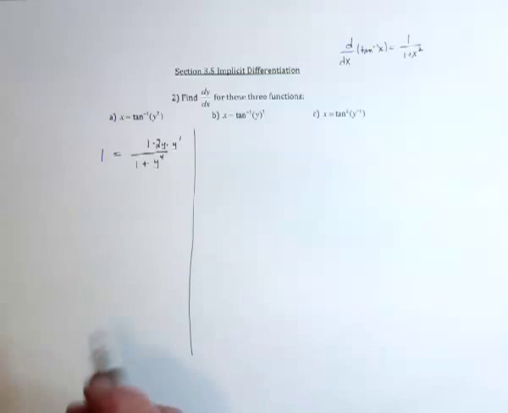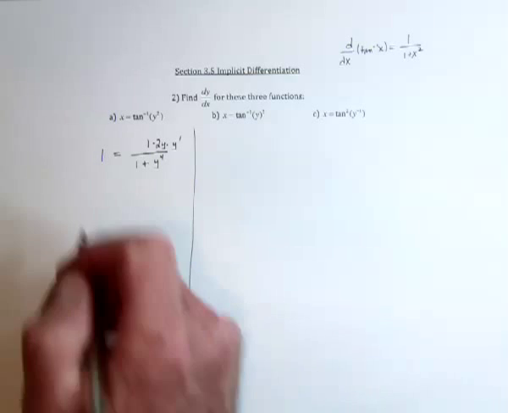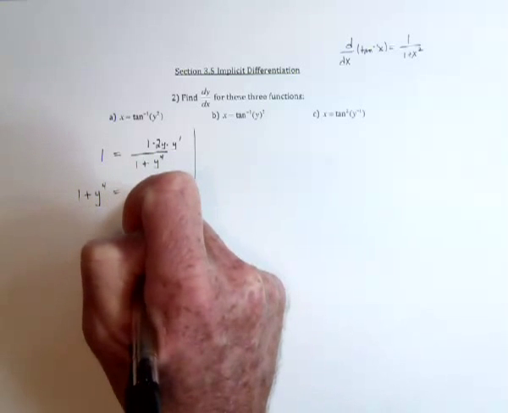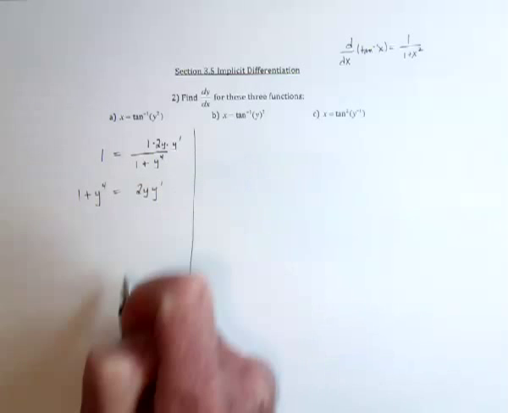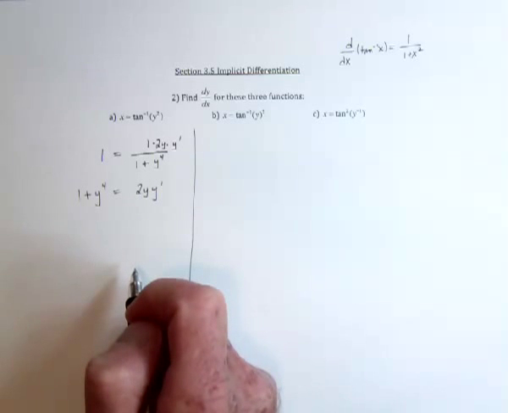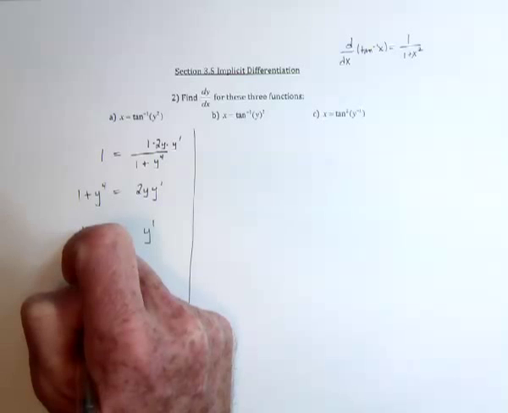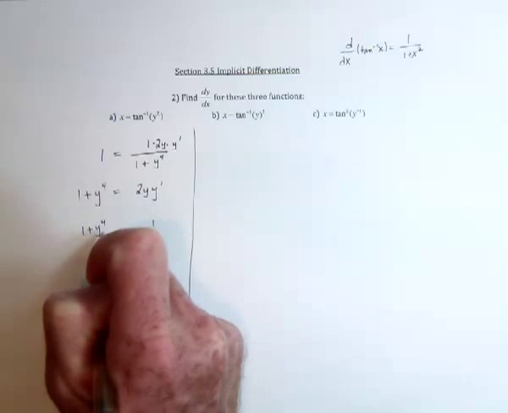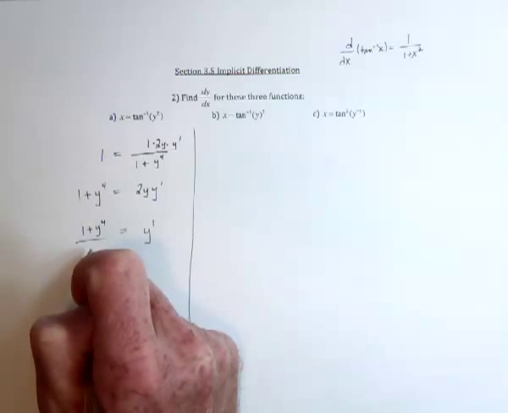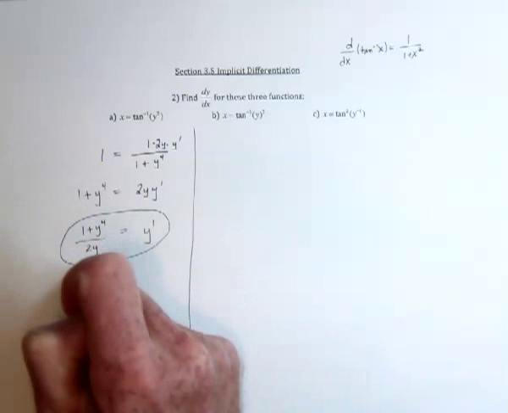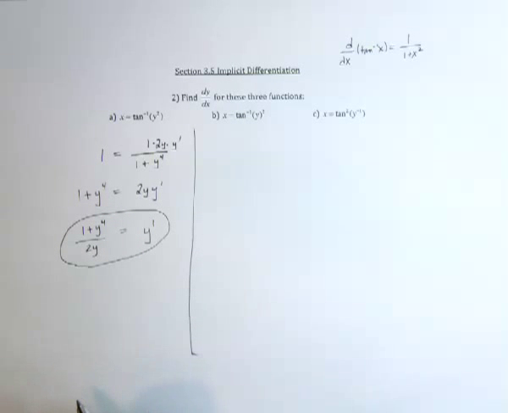Now I need to solve for y prime, so take this 1 plus y to the fourth and multiply it onto the other side. And then finally divide both sides by 2y, and y prime is equal to 1 plus y to the fourth divided by 2y. So it turns out that y prime is a function of y instead of x.